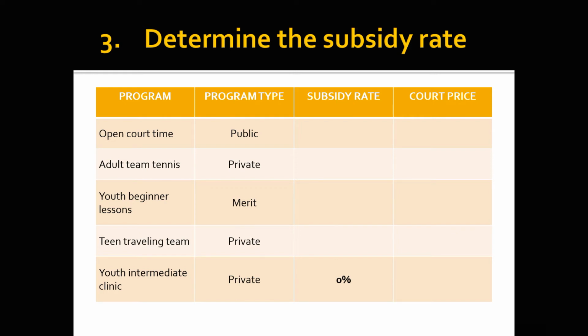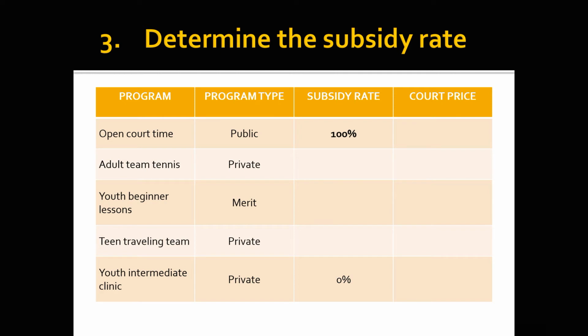I have an error on the view there. The youth intermediate clinic, the program type should say that it's public. Oh no, pardon me, it will be private. It is a private program, pardon me. So in this case, it's private. It's benefiting only the individual to learn tennis, but it is about youth. So we're not going to subsidize it, but we're not going to make profit on it either. So we're going to give it a 0% subsidy rate.